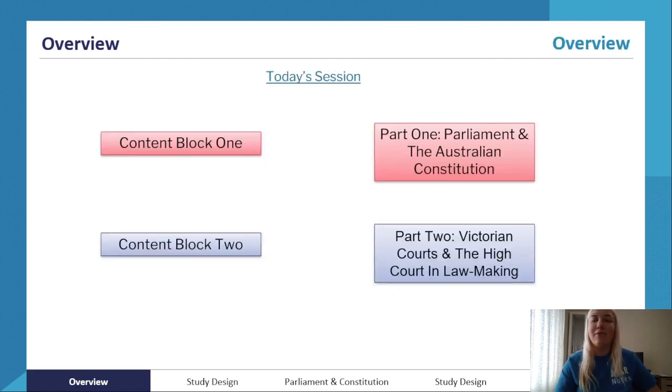So here is the layout for today, as you can see. We've split into two blocks. In the first part of the lecture, we're looking at Parliament and the Australian Constitution. And in the second block, we're looking at the Victorian courts and the High Court in lawmaking. So, as you should be able to recognize, we're covering Unit 4, Area of Study 1 today. Basically, all of the study design and all of the key concepts that will be assessed on your SACs and on your exam are going to be covered today. You can follow along on the bottom bar as well, where you can see the layout of everything we're covering in the lecture today.